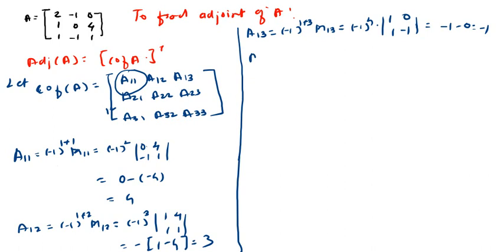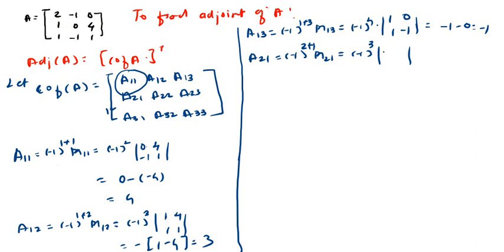Now find out A21, which will be minus 1 raised to 2 plus 1 into M21, which is minus 1 raised to 3, and the minor of the element A21. This is the element A21. So hide this row, hide this column. So what remains? Minus 1, 0, minus 1, 1.